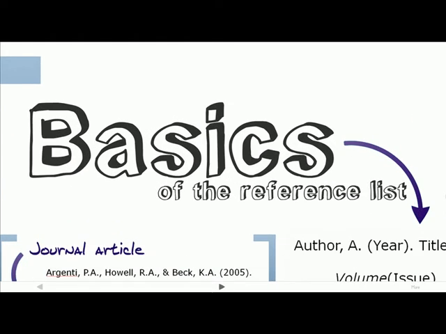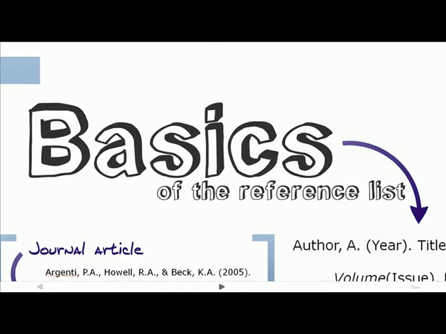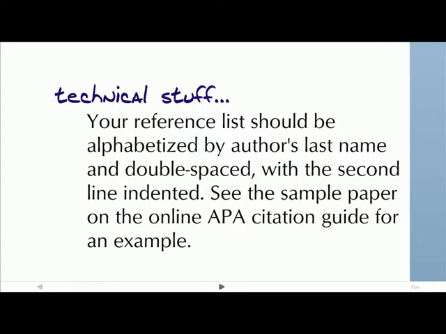First, the reference list. This is the list of resources that you put at the end of your paper. Every resource you cite should be in your reference list, and everything on your reference list should be in your paper. In addition, your reference list should be alphabetized by author's last name and double-spaced with a second line indented. You can see the sample paper on the online APA citation guide for an example.